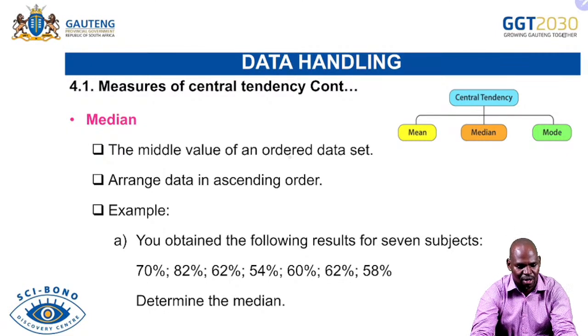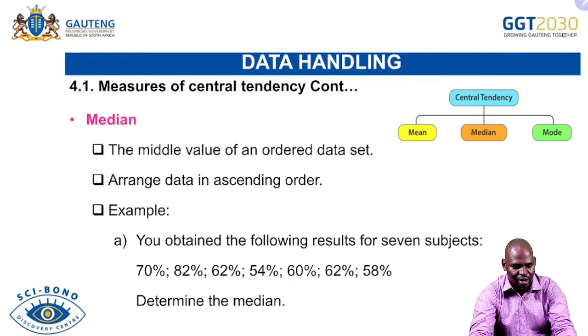Remember, up for up, and then we have to determine the median there. Okay, let us look at how we determine a median. Let us look at the example. Here you are given the marks of 7 subjects: 70, 82, 62, 54, 60, 62, 58.